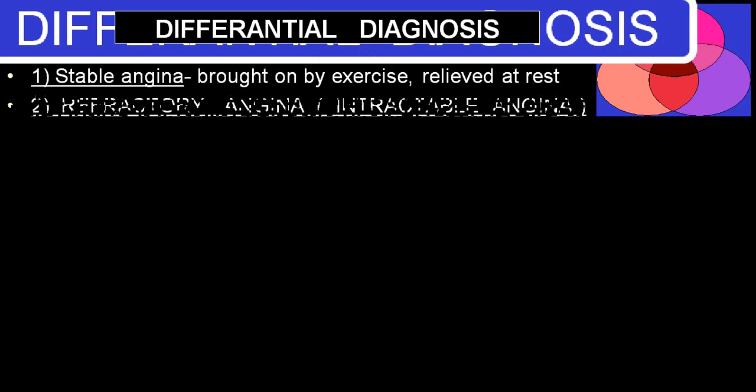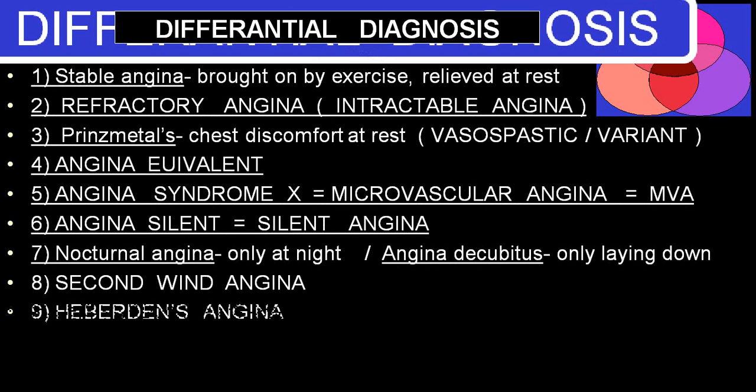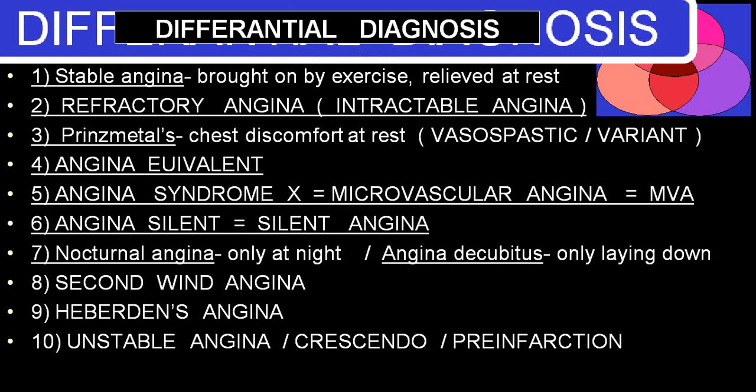Differential diagnosis, you will have to differentiate all different varieties of angina and you should differentiate stable angina from acute coronary syndrome.